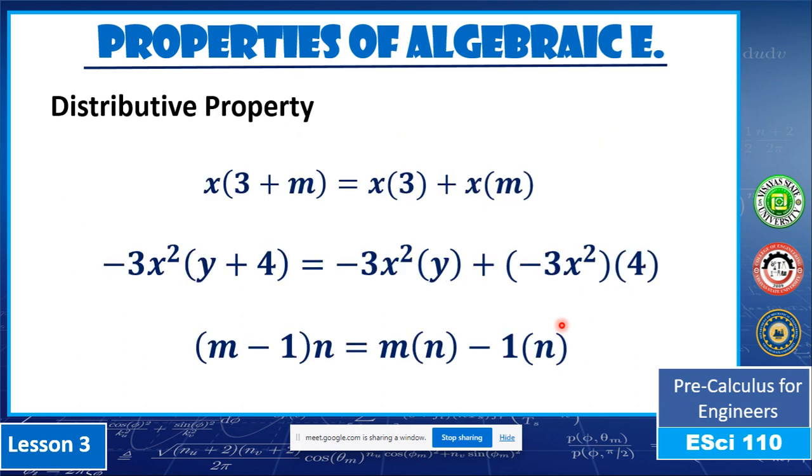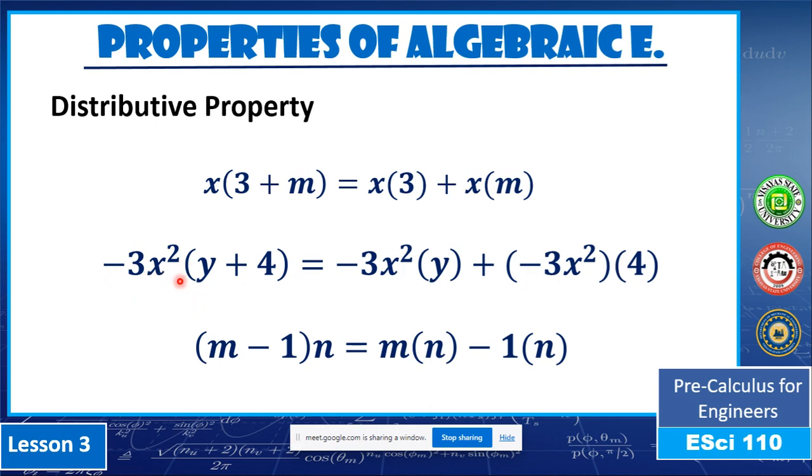And then for the distributive property, parang i-distribute mo lang for every term. For example, if you are given x times 3 plus m, you will just simply distribute this. So x times 3 plus x times m. The same thing with the second example, this one right here.